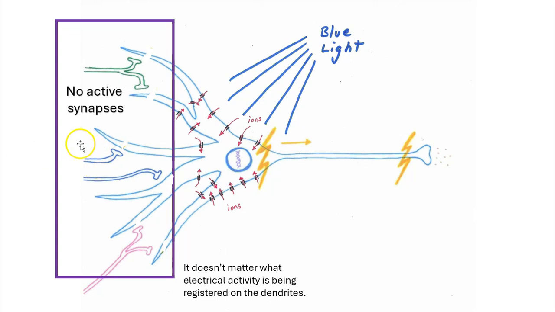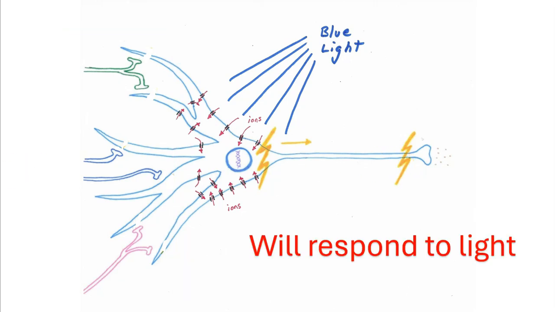Notice, it doesn't matter what kind of electrical activity is out here on the dendrites. In fact, there may be no activity here, but if you shine blue light on this neuron, it will generate an electrical signal. So now we have a neuron that will respond to light, in this case, blue light.